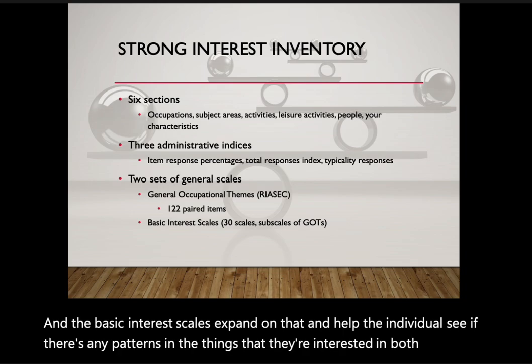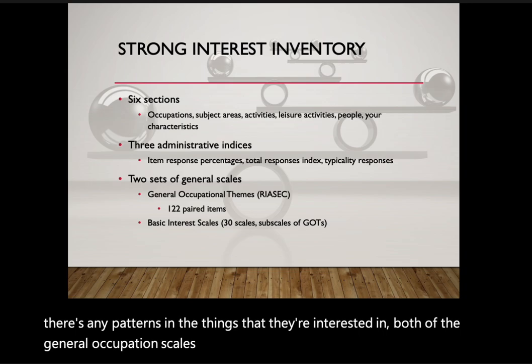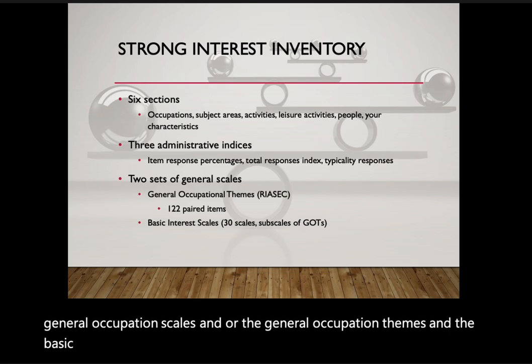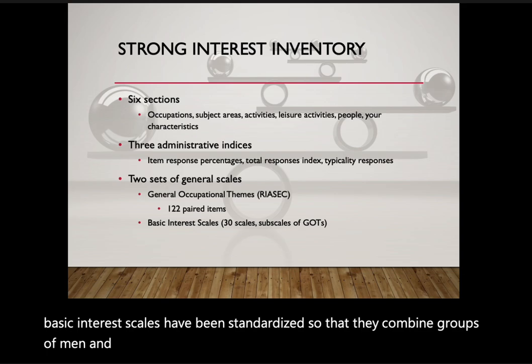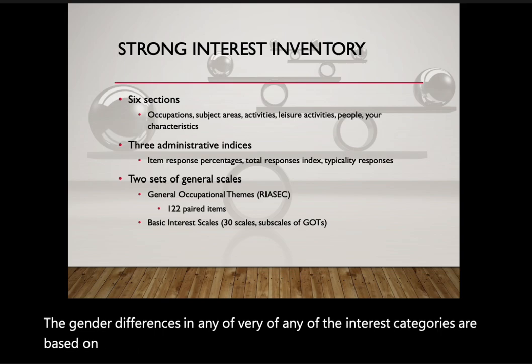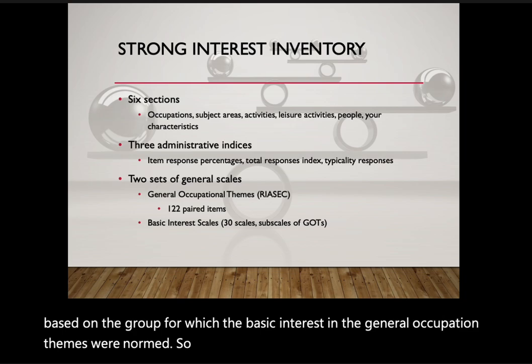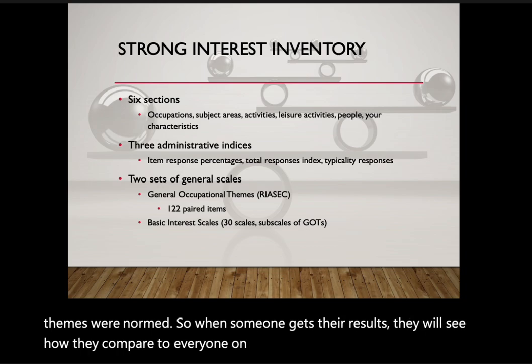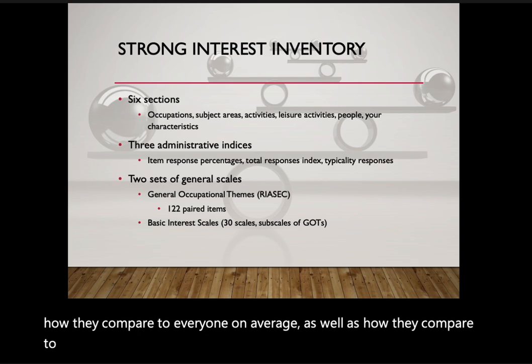Both the general occupation themes and the basic interest scales have been standardized so that they combine groups of men and women included in the norms. So the gender differences in any of the interest categories are based on the group for which the basic interest scales and the general occupation themes were normed. So when someone gets their results, they will see how they compare to everyone on average, as well as how they compare to men of their certain age or women of their particular age.